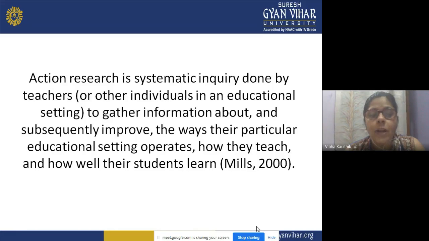educational settings operate, and on the basis of the solutions they get, they might improve their teaching learning process, the way their particular educational settings operate, how they teach, and how well their students learn. The solutions will improve the teaching learning process, how the students will learn better, and what strategies will be applied by the teacher to make the teaching learning effective. This definition was given by Mills.